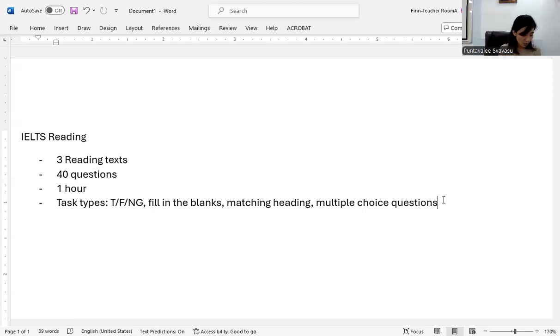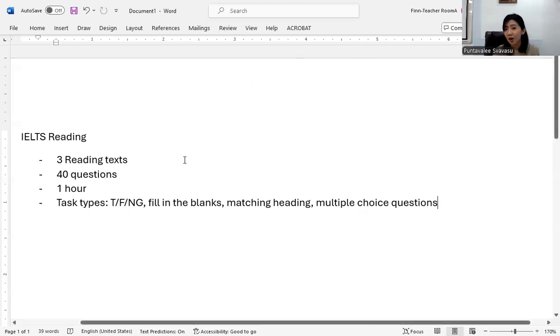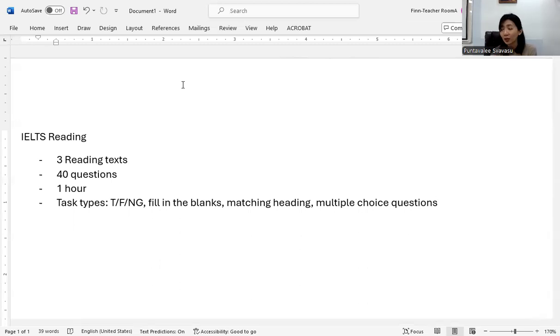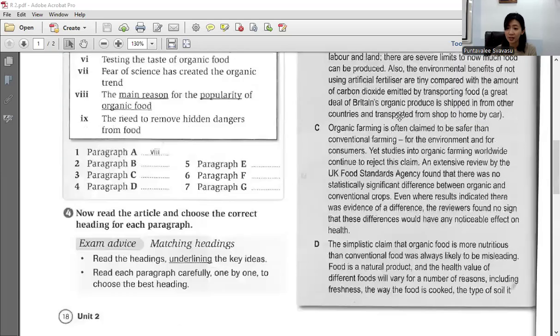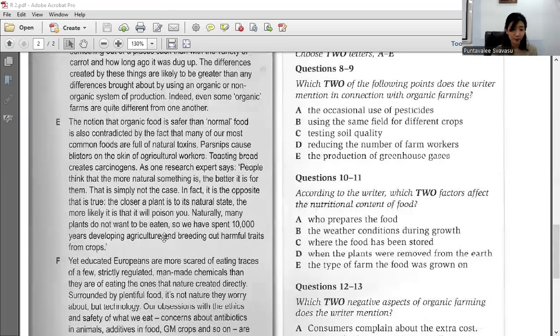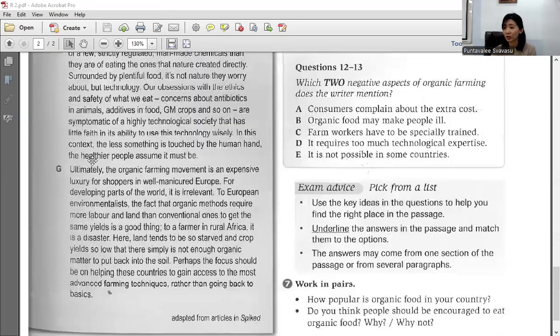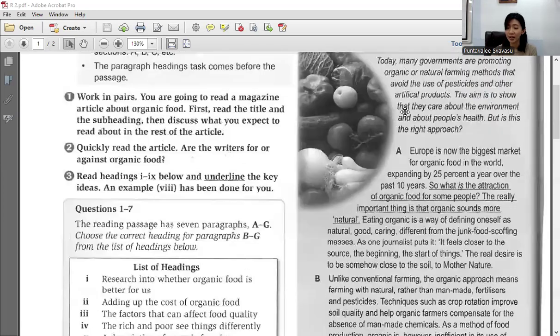Before I start teaching you about the reading text itself, I want you to try to complete the task first. You should have the materials for this class. It's reading section 2, and the reading text you have to read is here on the right, all the way to paragraph G. So there are 2 parts: the text from paragraph A to G, and then the tasks.